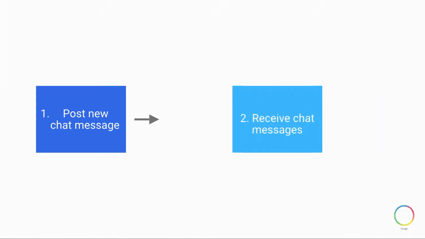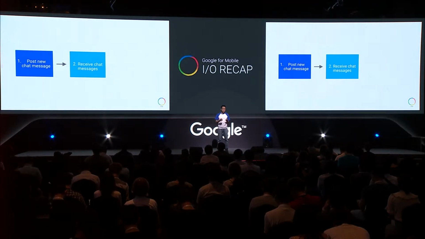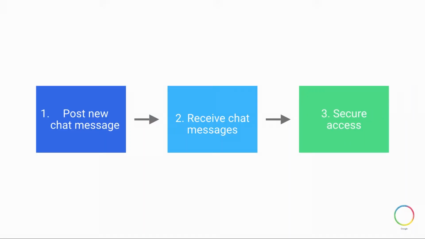Let's take a look at how we implement our in-app chat feature. We'll start by posting new chat messages to the database. And then we receive the chat message from the database in real time. And finally, we secure access to our database so that our users can only read their own messages, but not the messages of others.